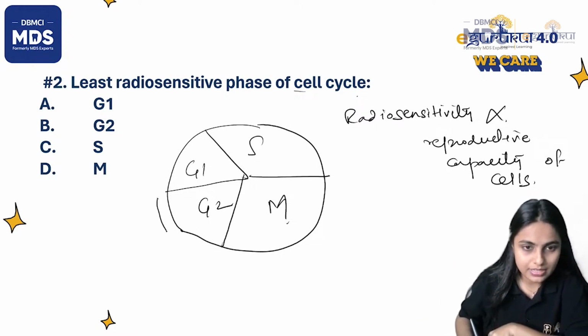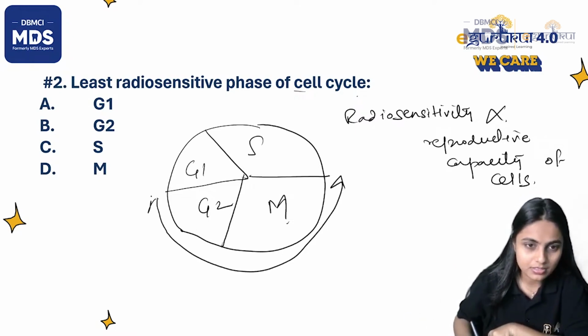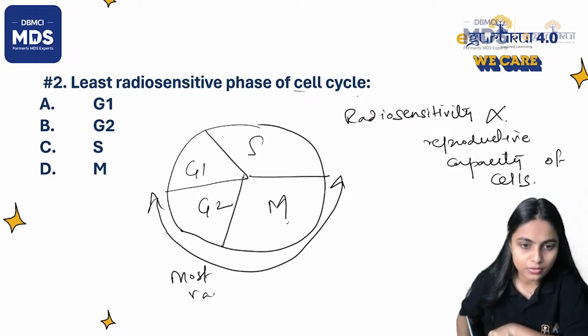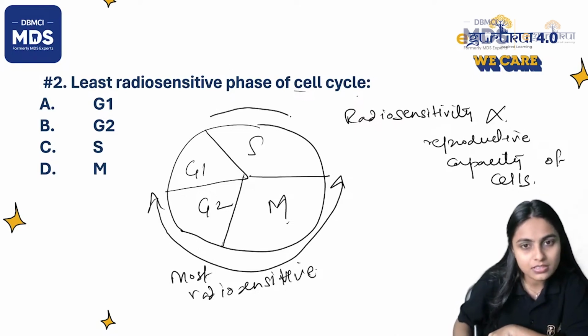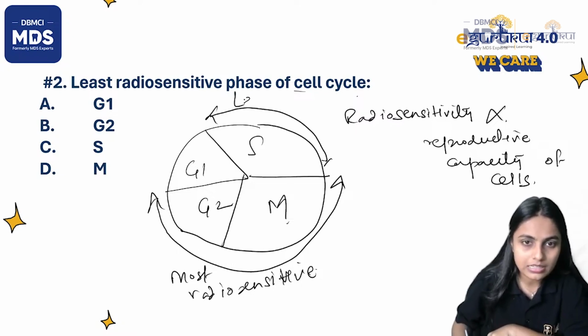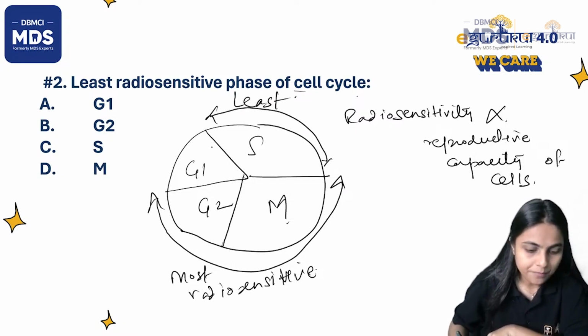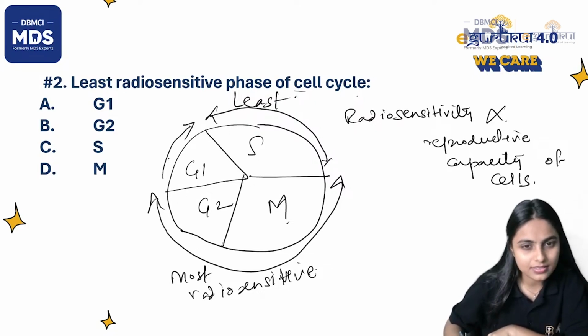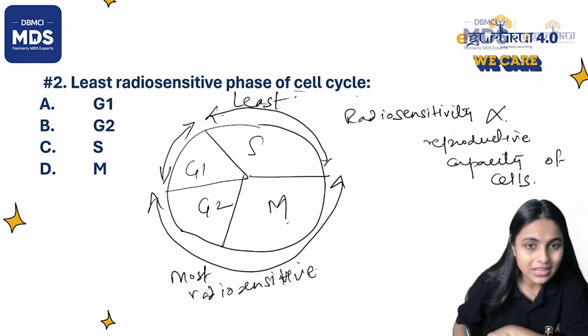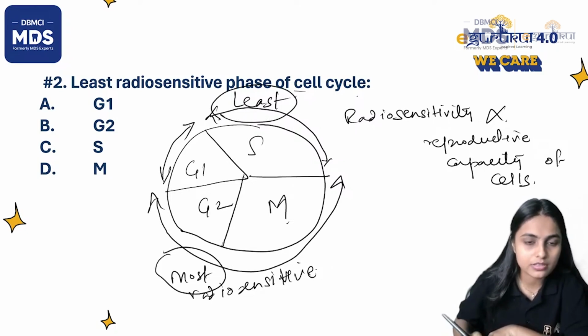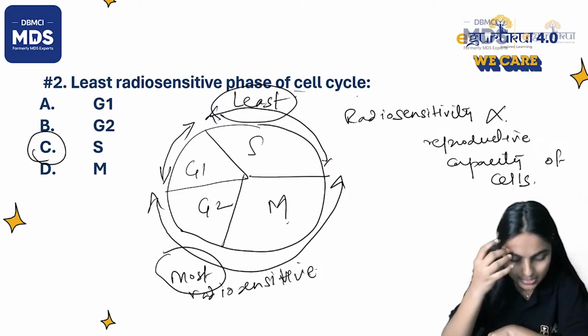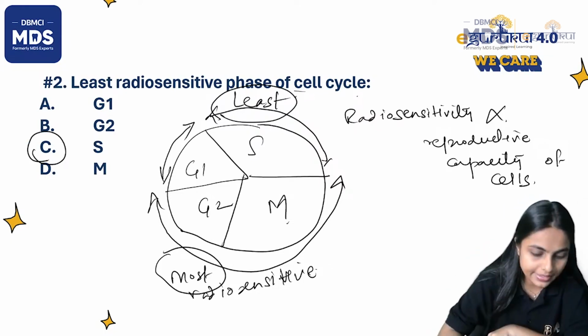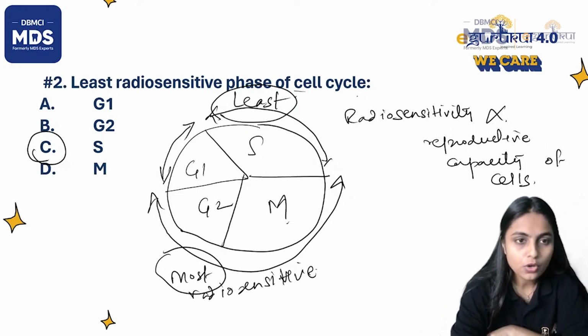Most radiosensitive phases are G2 phase and M phase. Least radiosensitive phase is the synthesis phase. G1 is less radiosensitive, but you need to remember the least radiosensitive and most radiosensitive. So the answer for this question is option C, the least radiosensitive phase of cell cycle. All right, moving on further.